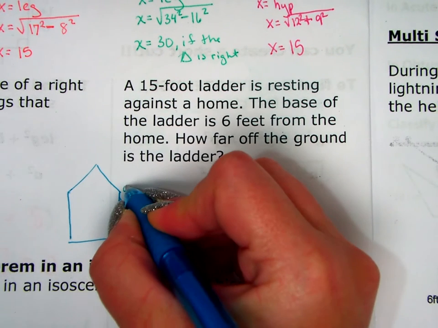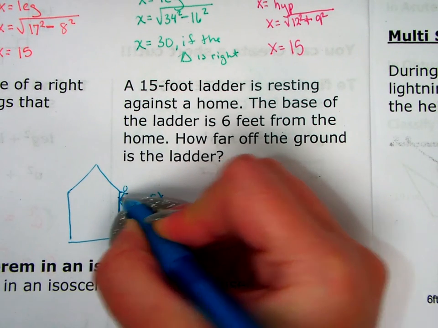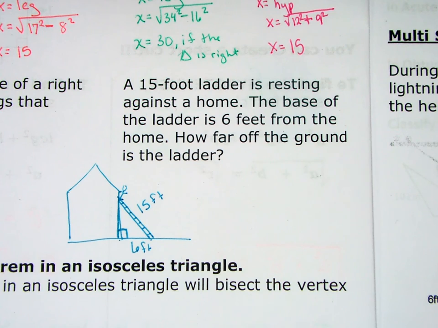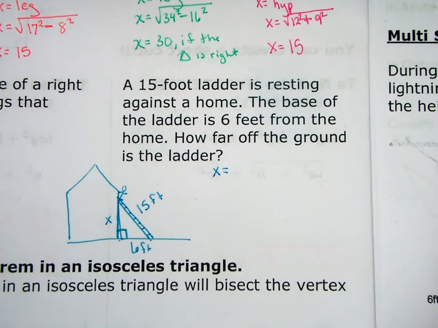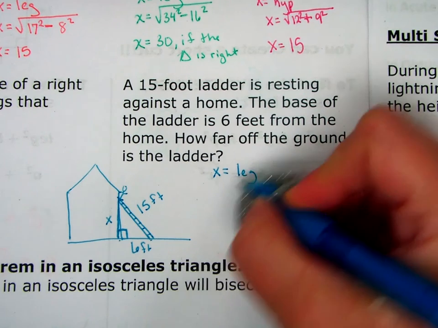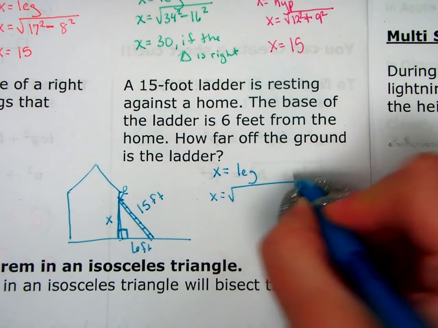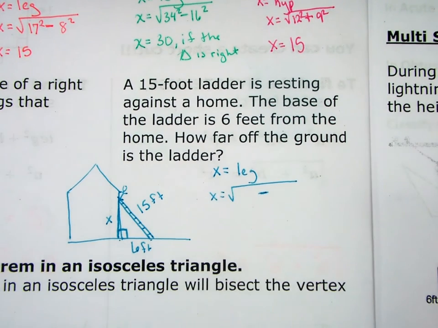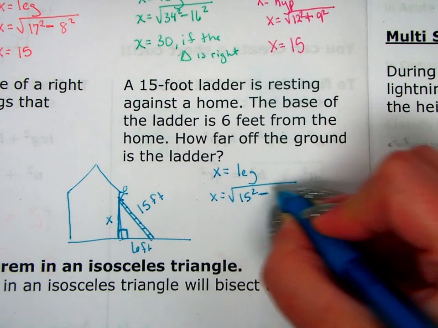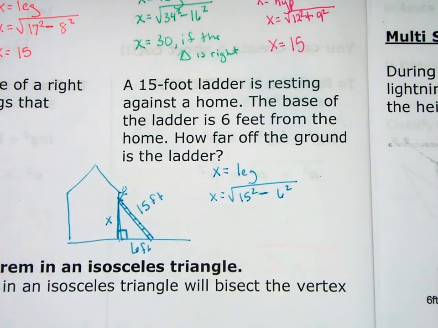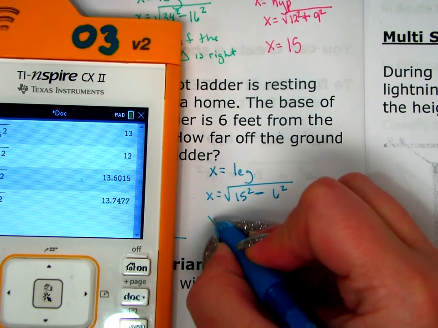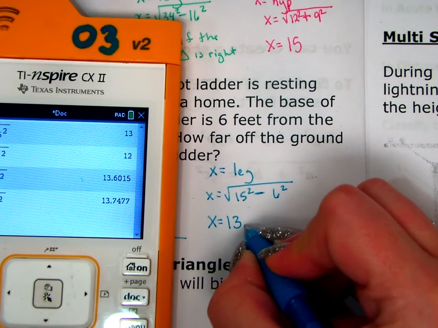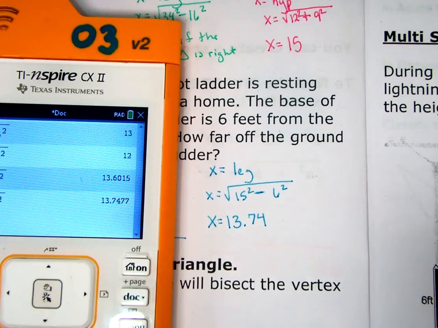So if I want to know how far off the ground the ladder is, so if I'm standing up here doing something on the ladder, how far off the ground am I? Okay, so that's going to be this length here. Is that length a leg or a hypotenuse? A leg. So am I going to add or subtract? Subtract. Which number is going to go in first? 15. Okay, so square root of 15 squared minus 6 squared. When I round this to 3 places, how far off the ground am I? 13.748.